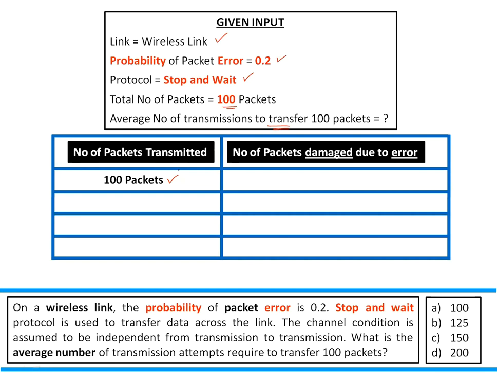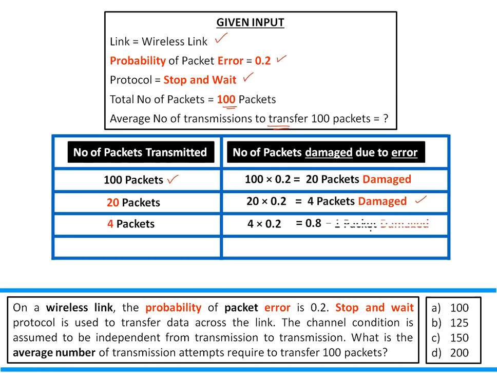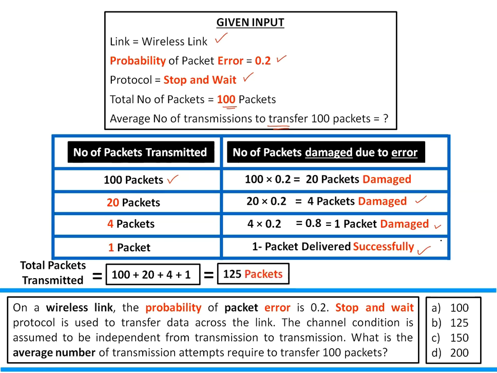So 0.2 failed, that means 20 packets lost or damaged. So 20 packets will be retransmitted. 20 into 0.2, that will be 4 packets damaged. Those 4 will be retransmitted. That will be 1 packet damaged. That 1 alone will be retransmitted. So altogether it will be 125 packets, guys. You have a separate formula in probability also, but I don't know the formula. I explained like this.